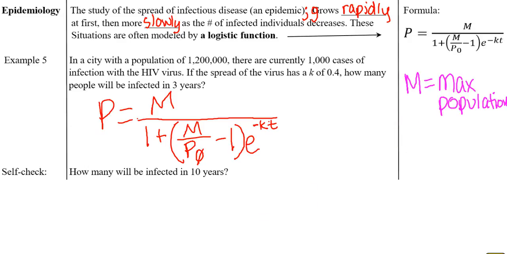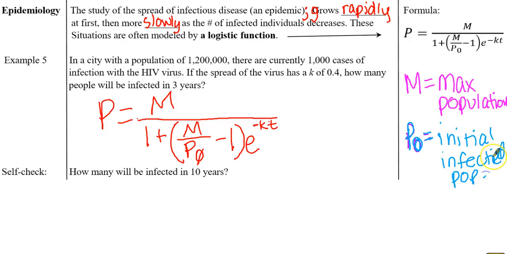Okay, in this case, P sub 0, let's talk about that. I'll do that in a different purple. You can't really tell the difference, can you? I'll do it in turquoise. P sub 0 is the initial infected population. So pretty much before you figure out what's going on, it's that initial amount of people who are infected.